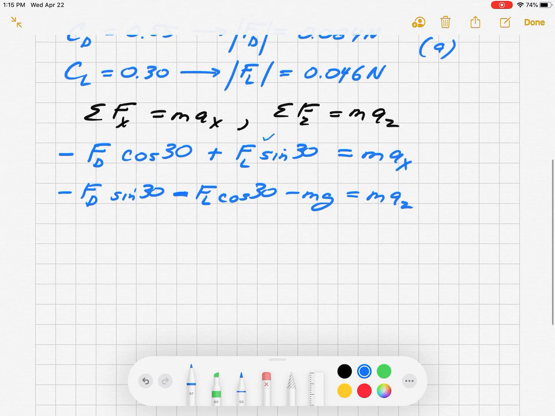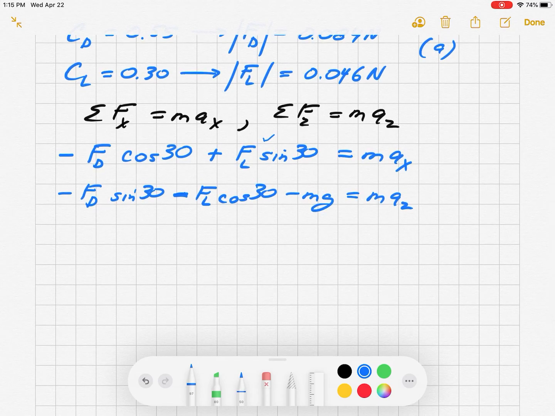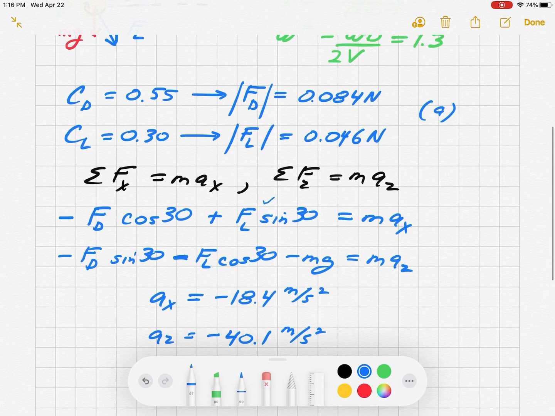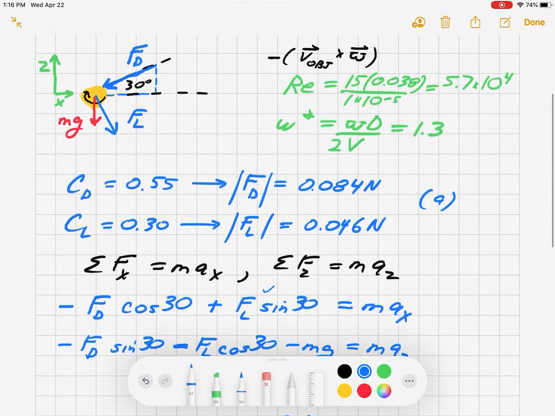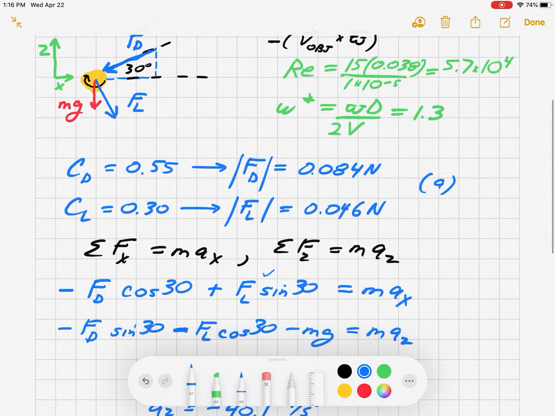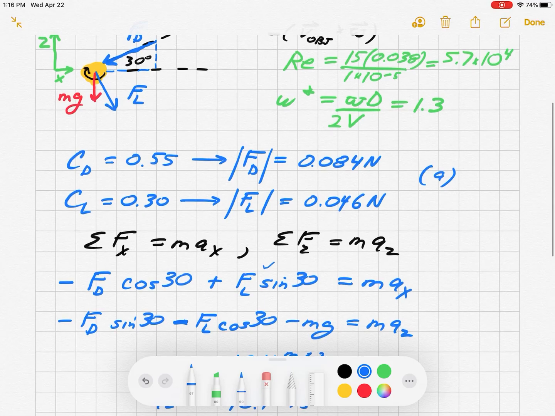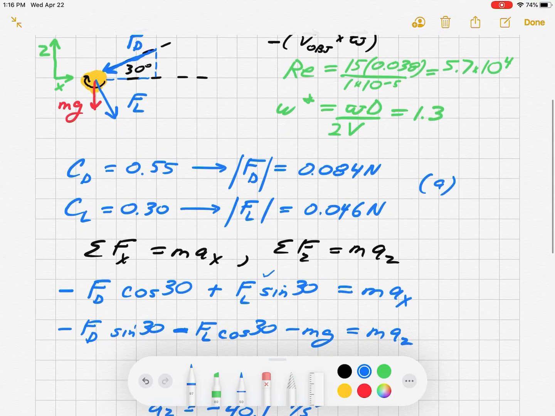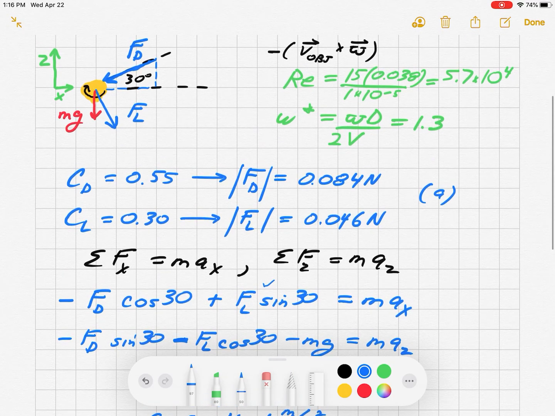And I'm going to just quickly provide you with the answers I got for that, which was the acceleration in the x direction is negative 18.4 meters per second squared, and the acceleration in the z direction is negative 40.1 meters per second squared. So let's think about, are those reasonable? Acceleration being in the negative x direction, that seems reasonable.